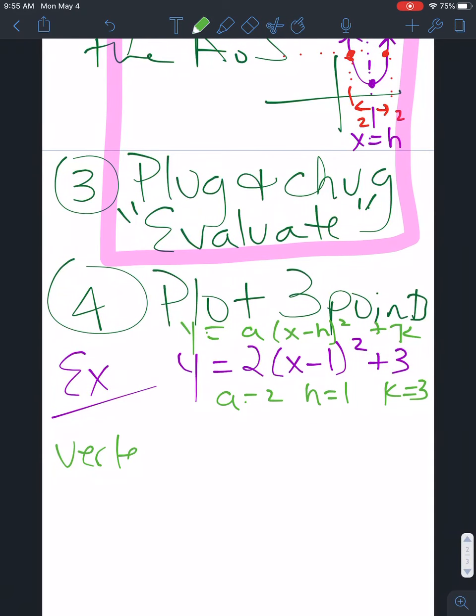I also know that my vertex is always at h comma k. So my vertex in this case, h is 1 and k is 3, so the vertex is at 1 comma 3.